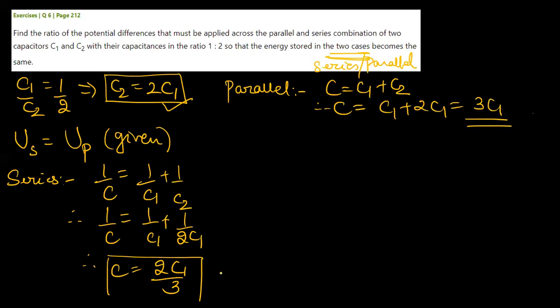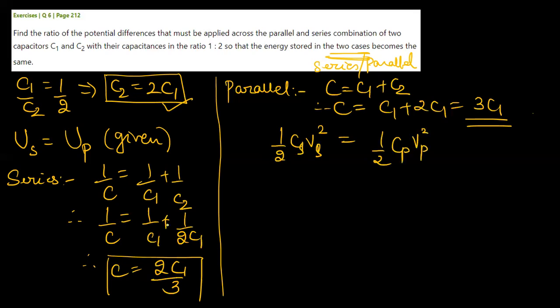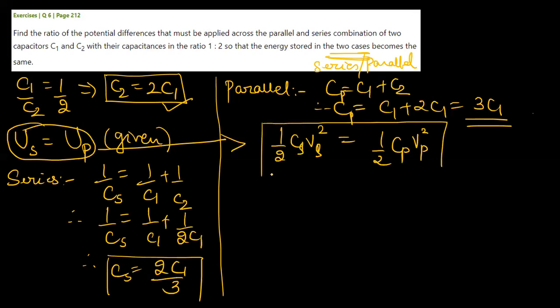Now, since they are telling that the energy stored remains the same, for series and parallel I write half Cs Vs square, where S indicates series, equal to half Cp Vp square, where p indicates the parallel combination. The energy stored remains the same, Us is equal to Up. So I can use this relation: half Cs Vs square equal to half Cp Vp square.